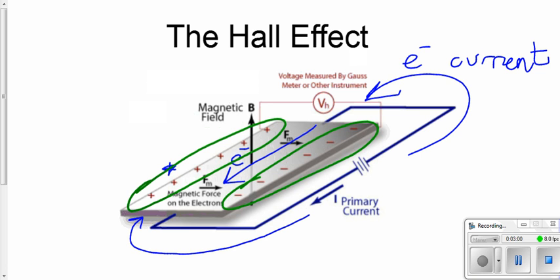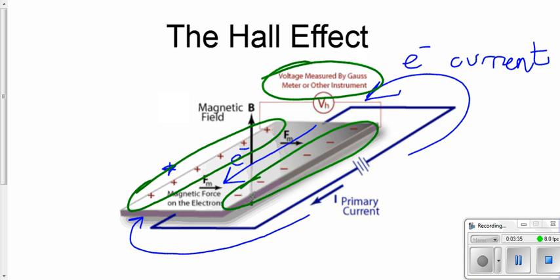And anytime we have a separation of charges like that, you might recall something like a parallel plate capacitor, we have a potential difference between them. And if we put a voltmeter across those two sides of the plate, then we will measure what is referred to as the Hall voltage. And that Hall voltage is proportional to how big the magnetic field is. It also is going to be determined partly by how big the current is and the dimensions of the plate that we're using. But again, I'm not going to get into the details of the mathematics.